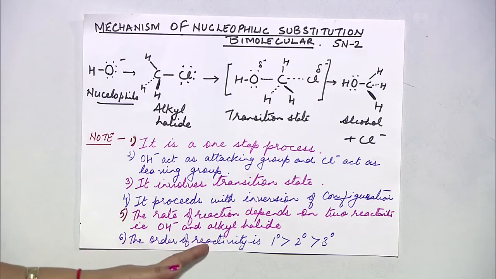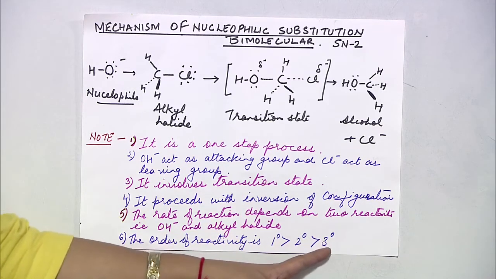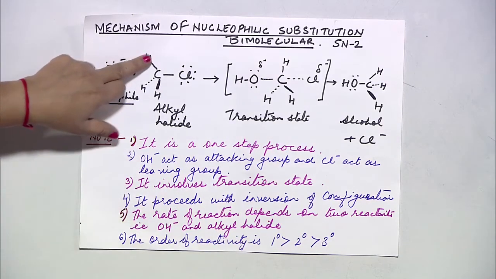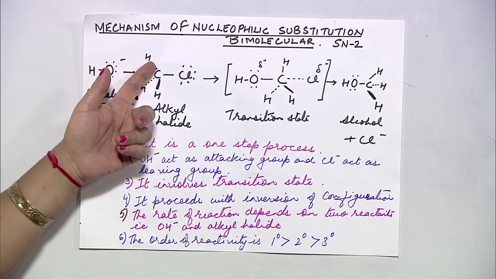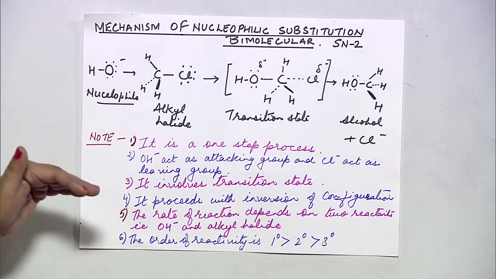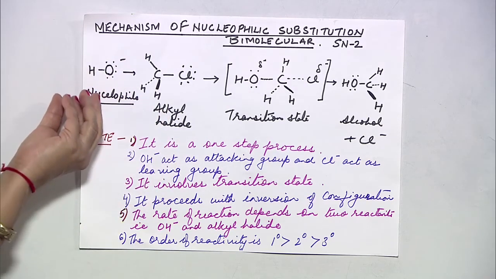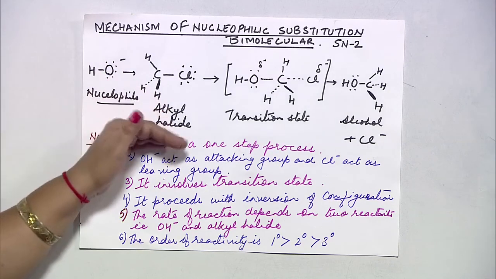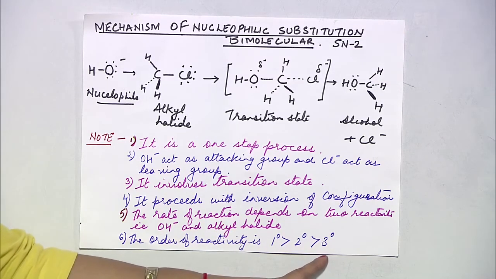The order of reactivity is 1 degree more reactive, then 2 degree, then 3 degree. Why is it so? Suppose I substitute this H with CH3, then one CH3 group has its effect also. It will have a plus I effect, which we have already discussed in lesson 23. If you place more alkyl groups, the incoming nucleophile will have difficulty attacking the carbon. That is why the ease of reactivity is 1 degree more reactive, then 2 degree, then 3 degree.